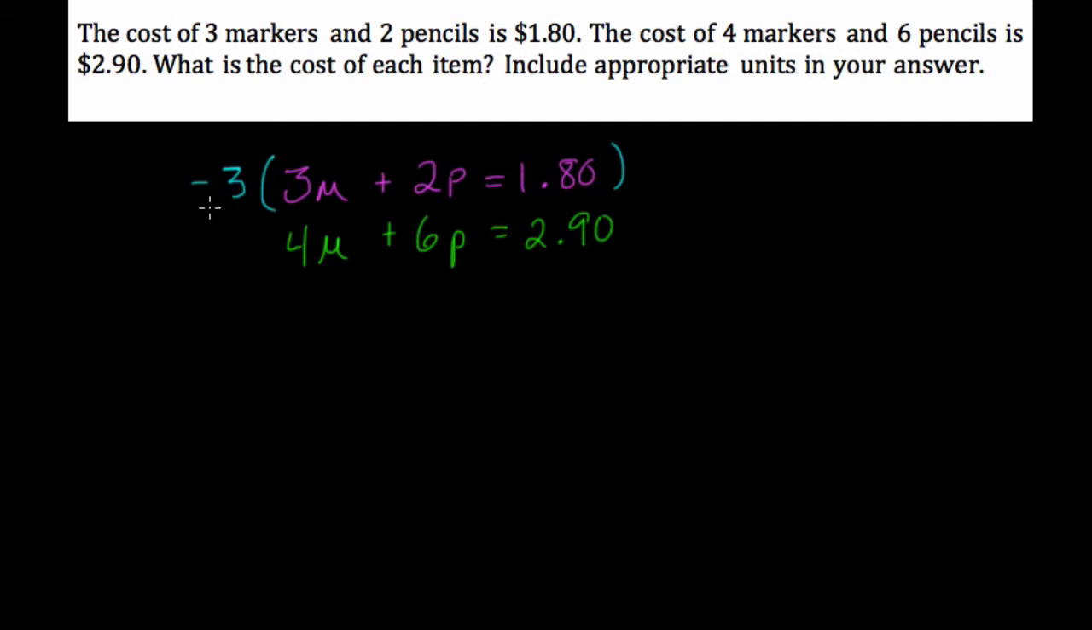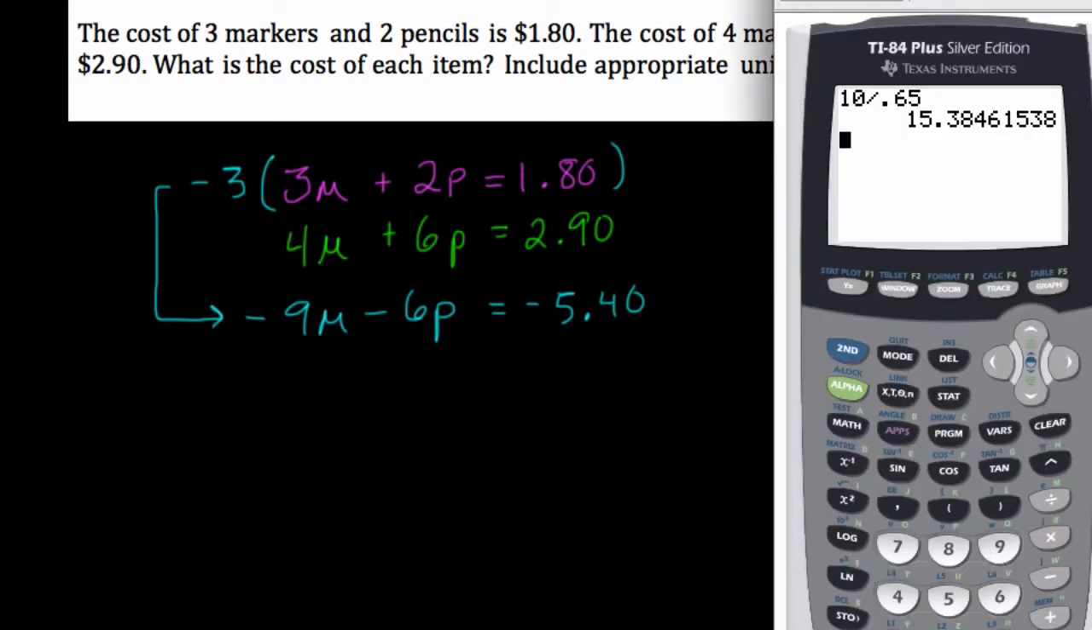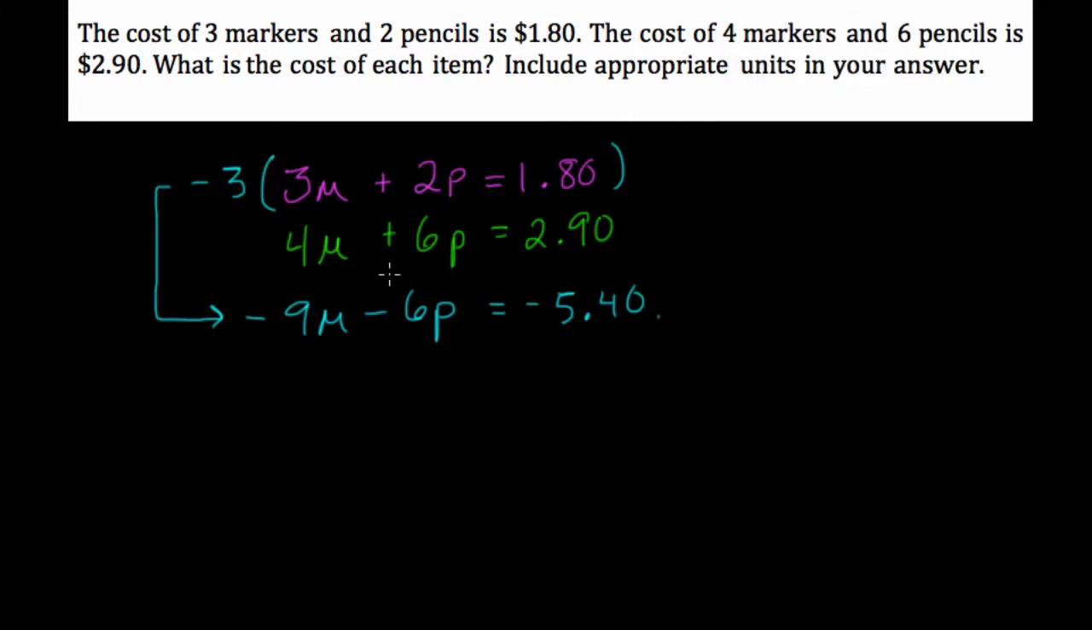Here's what I mean. If I multiply everything by -3 in the first equation, I then get what? Well, -3 times 3m, that's -9m. -3 times 2p is -6p. And -3 times 1.8, well, what's that? Since it's good to check, -3 times 1.8 equals -5.40. Okay, so the second equation is still the same. So we have 4m plus 6p equals $2.90.